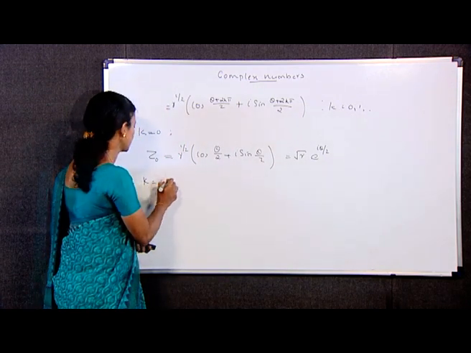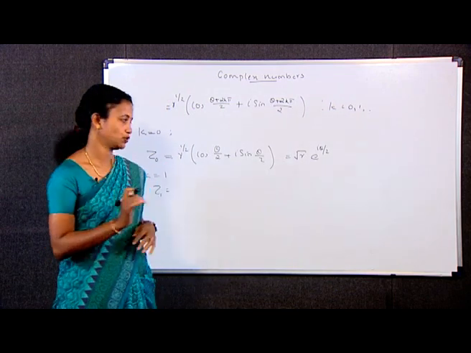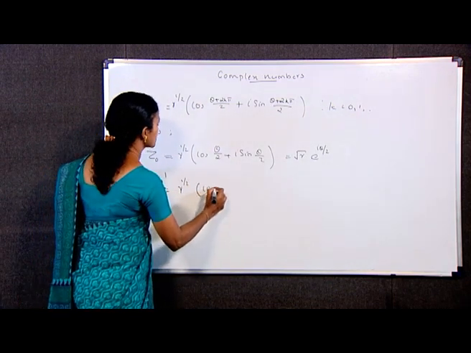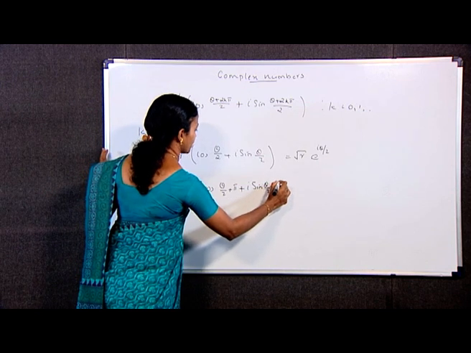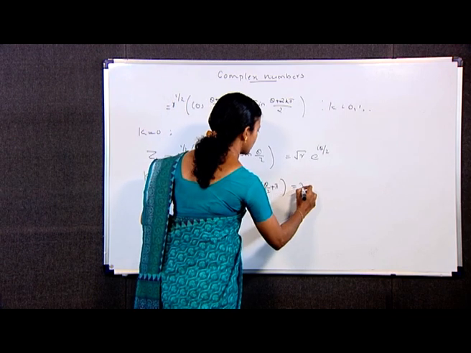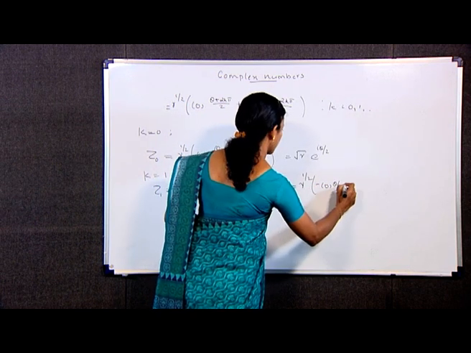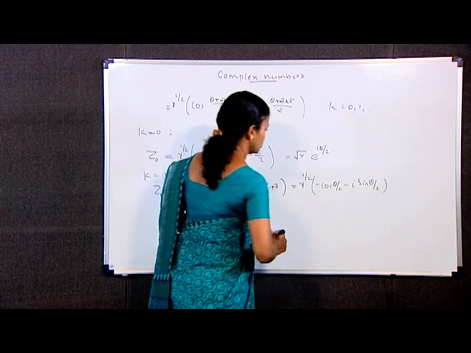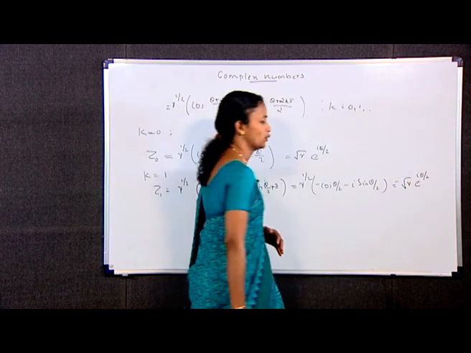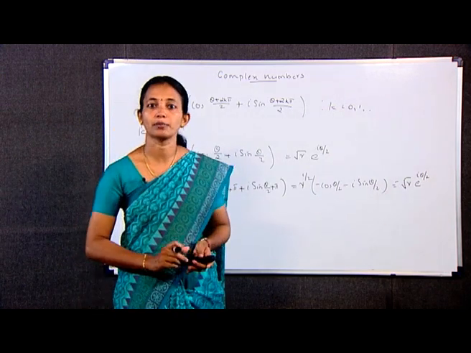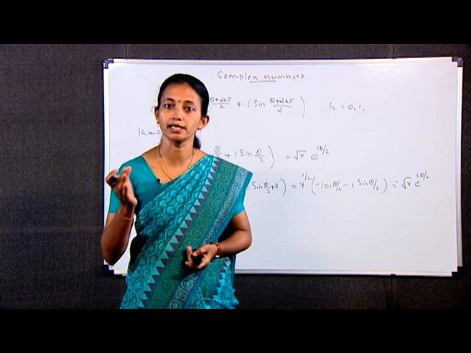Then what about k equal to 1? We have z₁ = r^(1/2)[cos(θ/2 + π) + i sin(θ/2 + π)], which we can write as r^(1/2)[−cos(θ/2) − i sin(θ/2)], which is equal to −√r e^(iθ/2). Hence z^(1/2) has two values, that is, z^(1/2) = ± √r e^(iθ/2).